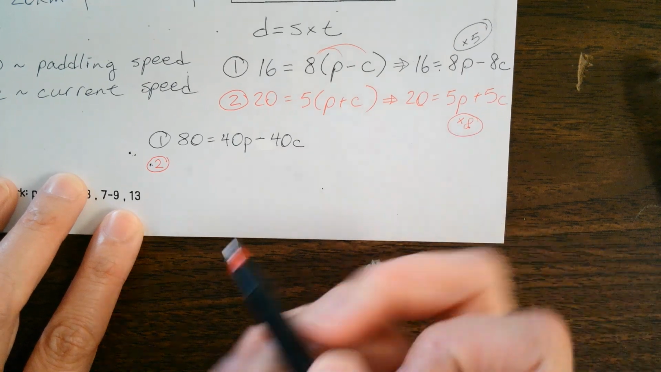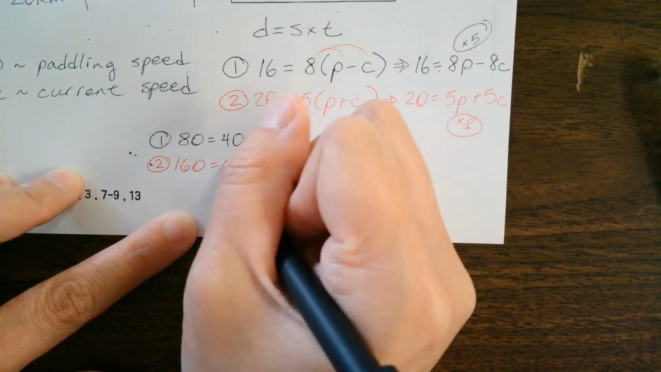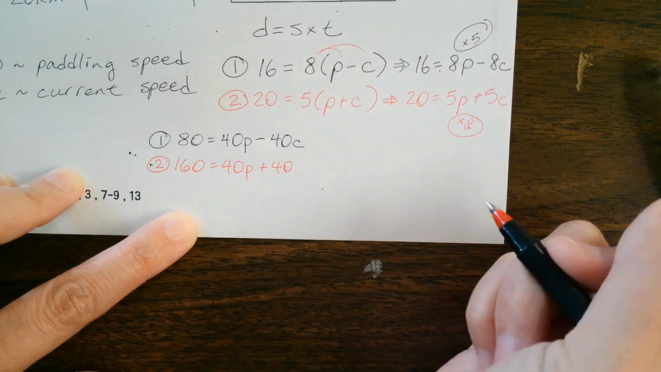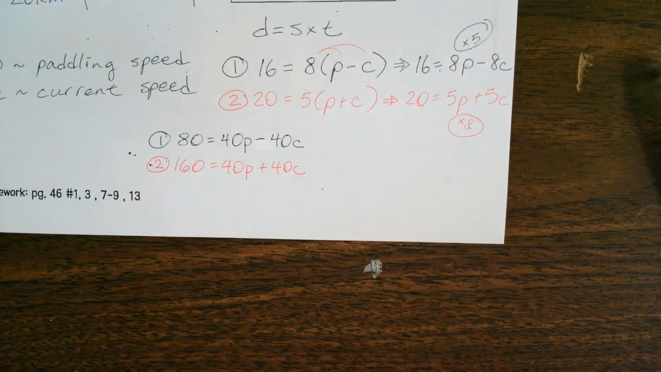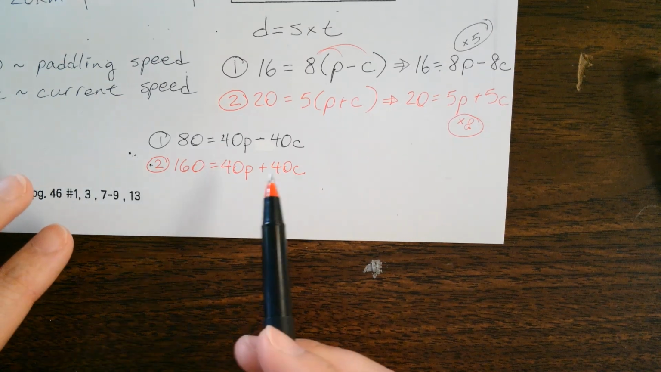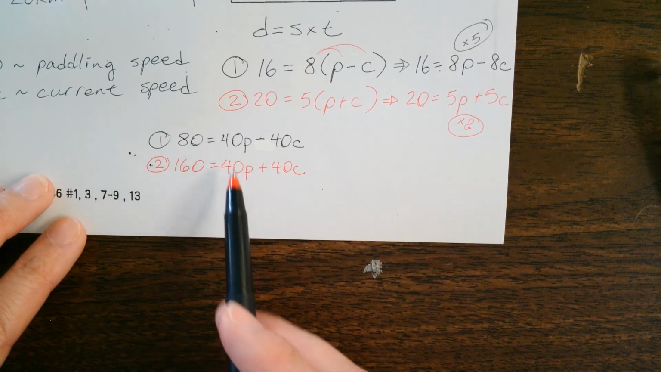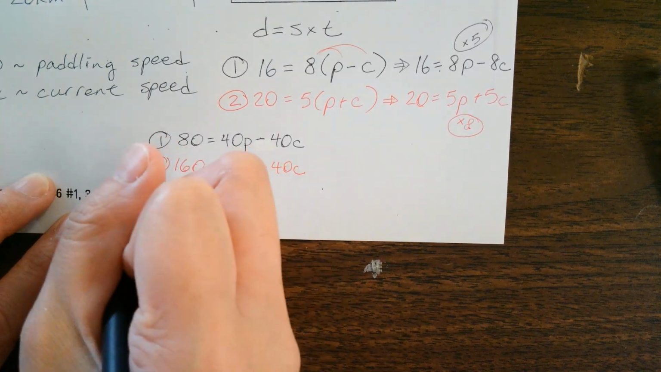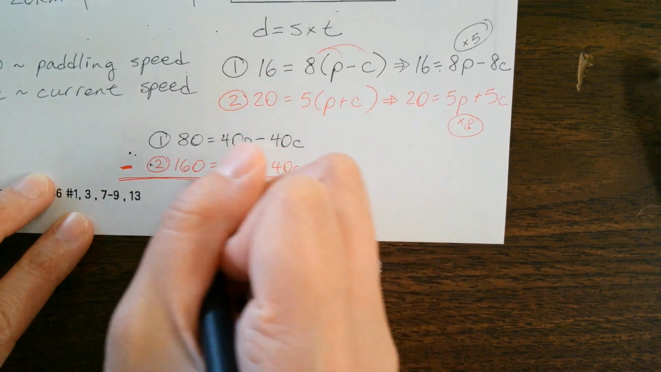Right here, 20 times 8, 160, equals 5 times 8, 40p, 5 times 8, plus 40c. Okay. So, as Ariane said, we want to get rid of the p's. So, should I add or subtract to get rid of p? Subtract. All right, that's process of elimination. I want to subtract it to get rid of the p's.